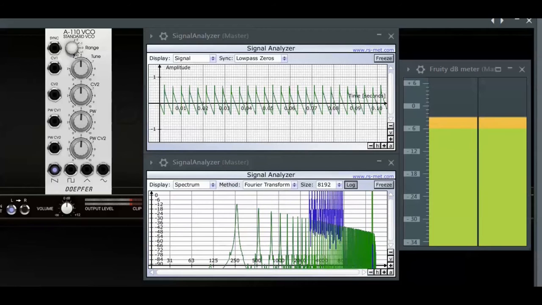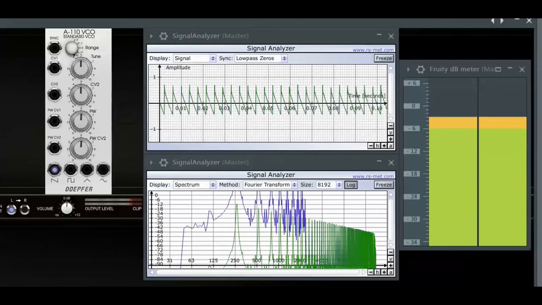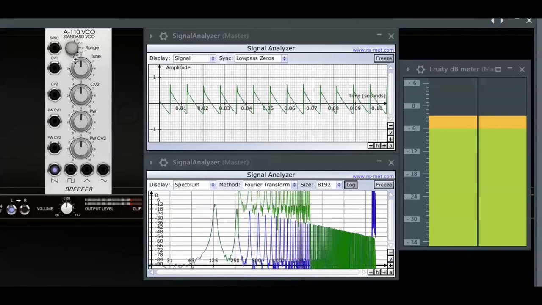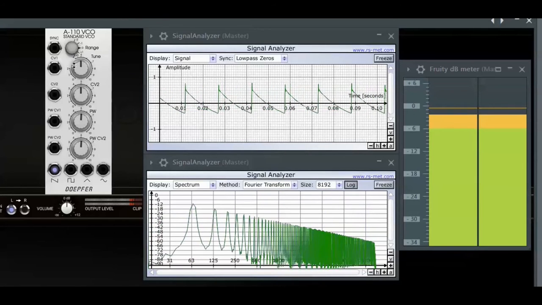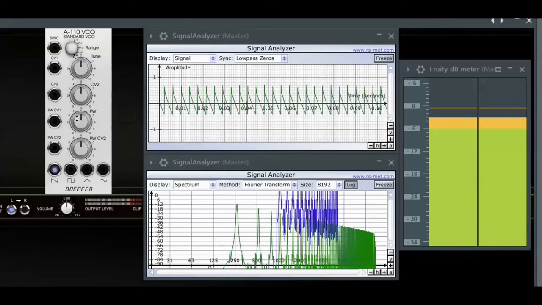Well, some words about output levels. The output level of the A-110 is more or less always the same. Triangle and sine wave deliver an output a little lower than the square and saw wave. Remember, there is no amplifier, no gain potentiometer or something like that involved so far.